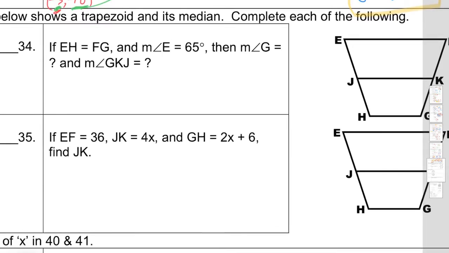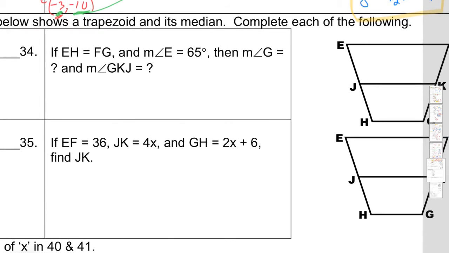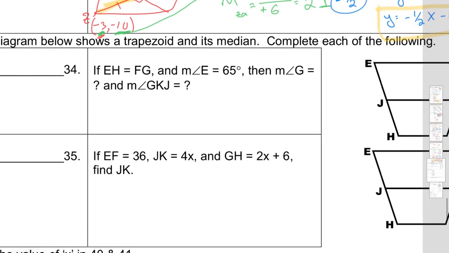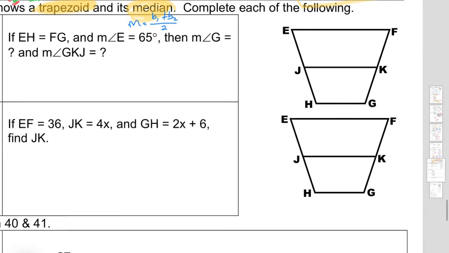Moving on to 34. First of all, they're telling you that it is a trapezoid. And they're also telling you that you have a median. So just real quick, remember the equation that we use for the median is base 1 plus base 2 divided by 2. So let's take a look at the first question in question 34.